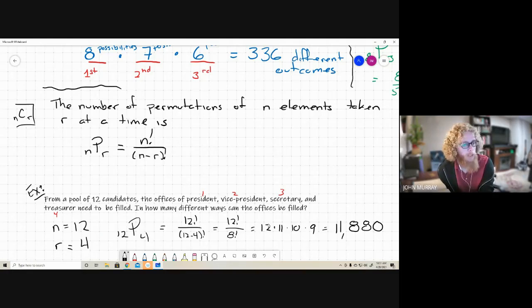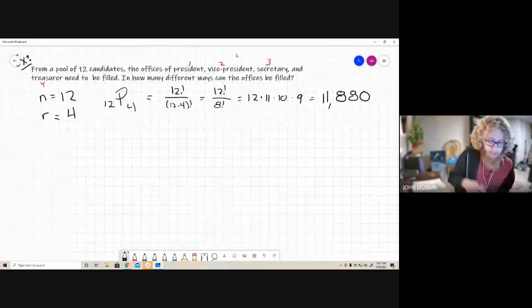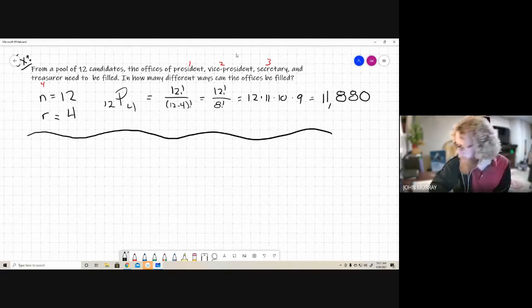So there's a lot of different possible outcomes. All right, any questions with the permutations? Okay, so I do want to backtrack then and revisit something that we used in the binomial theorem.